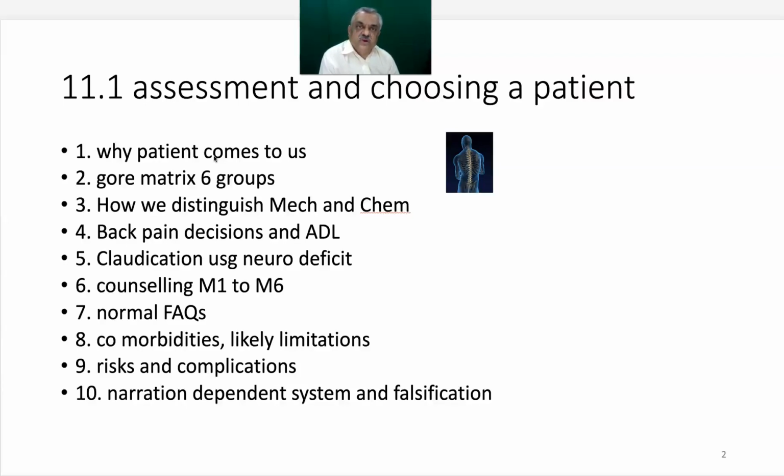Then we have to talk about how do we make decisions in patients with back pain with respect to their activities of daily life. We also would cover claudication and the importance of knowing when to act in these patients by doing interventions based on the presence or absence of neurodeficit and the use of ultrasonography to understand the effect on the detrusor or the bladder function.